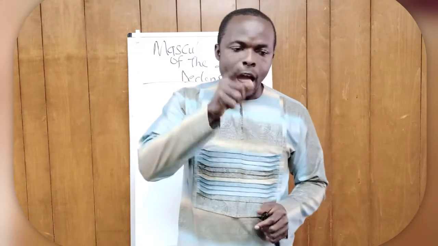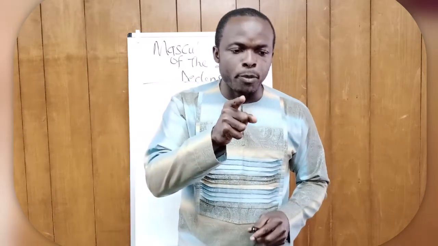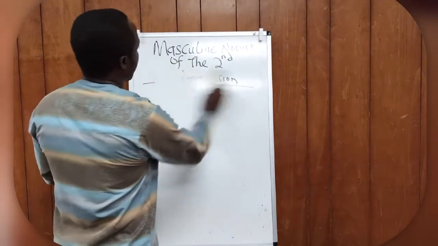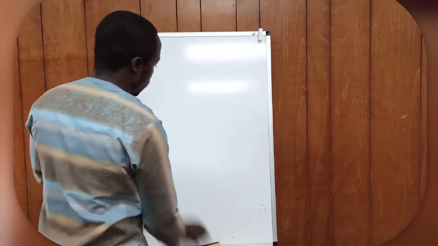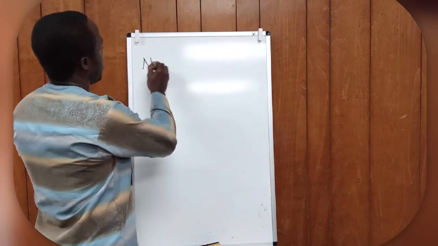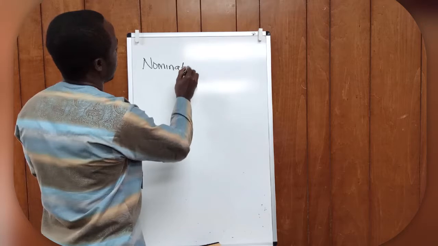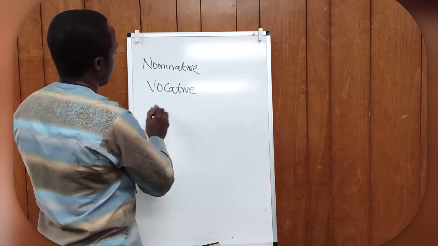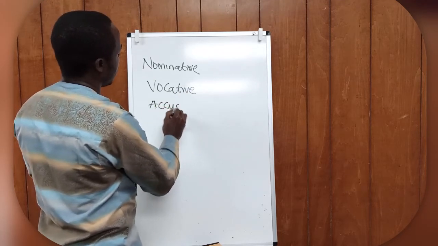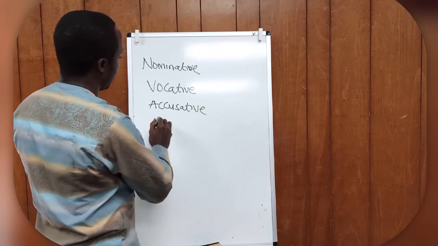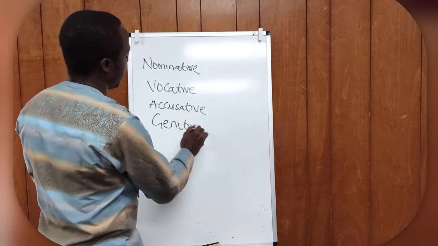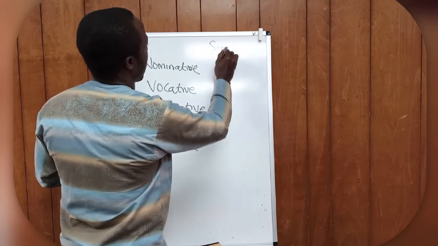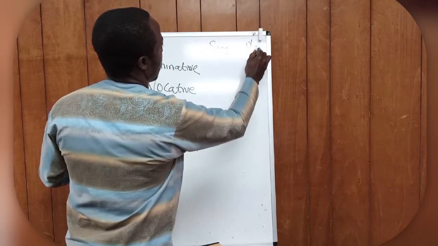So now I want to introduce us to the endings of the second declension nouns. We have nominative, vocative, accusative, genitive, and dative. Here is singular, and that's the plural form of it.